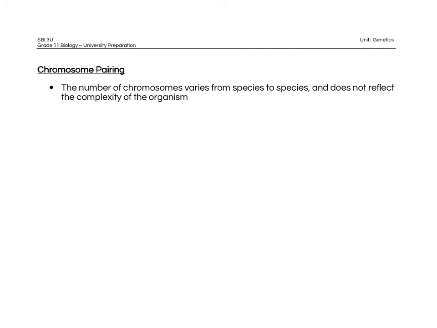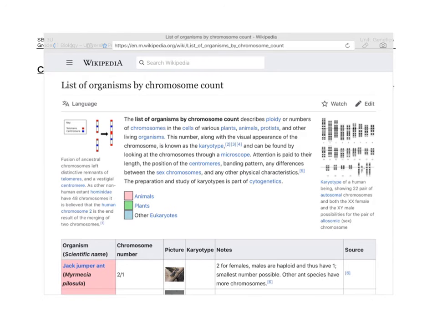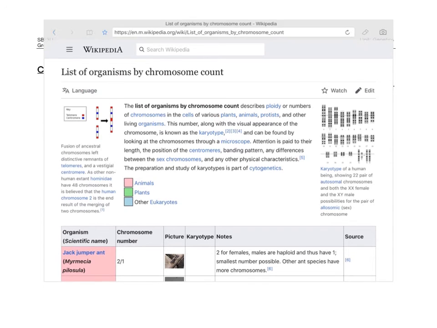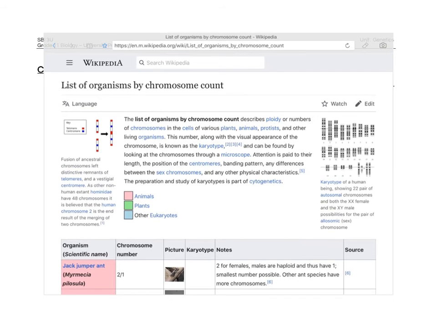So it's important to note, and you probably are aware of this, that the number of chromosomes is going to vary from species to species, and it doesn't reflect the complexity of the organism. I'm going to pull up a browser here to show you what I mean. What I've pulled up here is a list of organisms by chromosome count, just so you can see. Some organisms have very few chromosomes.